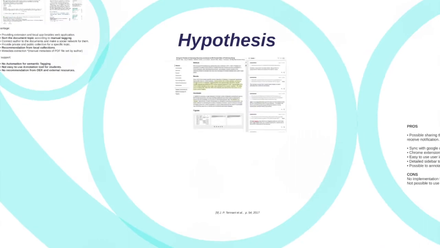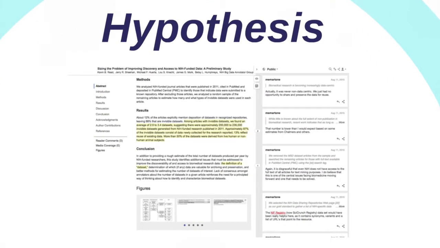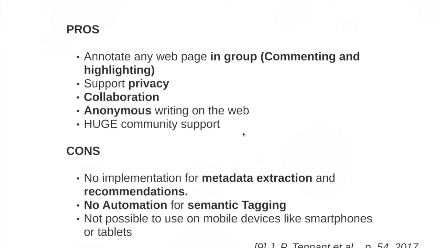So let's go and talk about some related work. I know that Hypothesis is a very common tool for annotating. Here, annotating is just highlighting the text and writing comments, as you can see on the right side, and we have the public forum, where students or learners can talk about the web pages. They use an iframe to have a layer on each web page so that learners can communicate with each other in a collaborative way. The advantage of Hypothesis is that it has a very huge community for collaboration, and making private groups in Hypothesis is also possible.